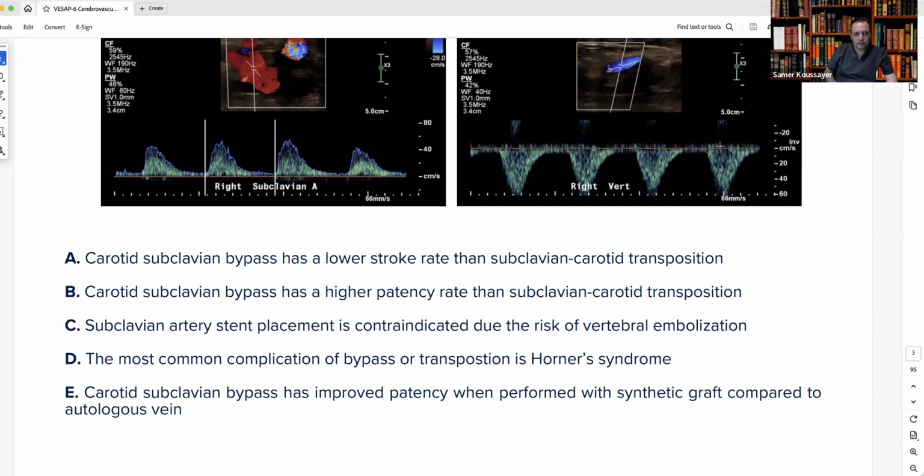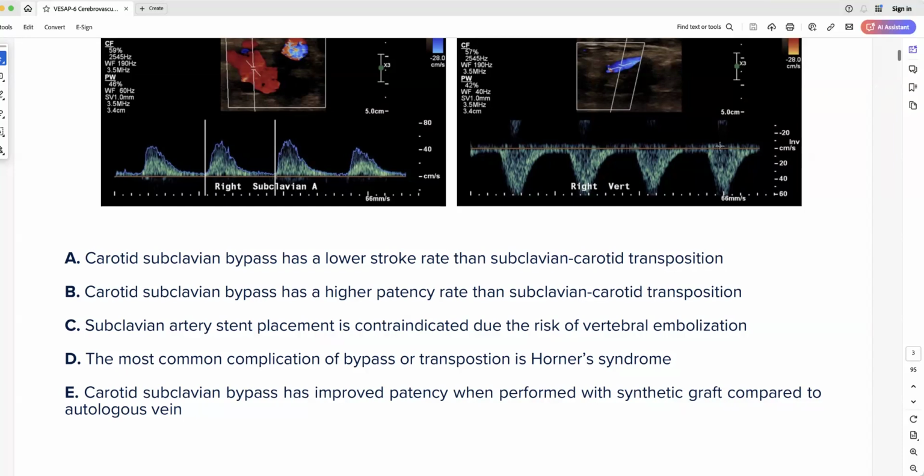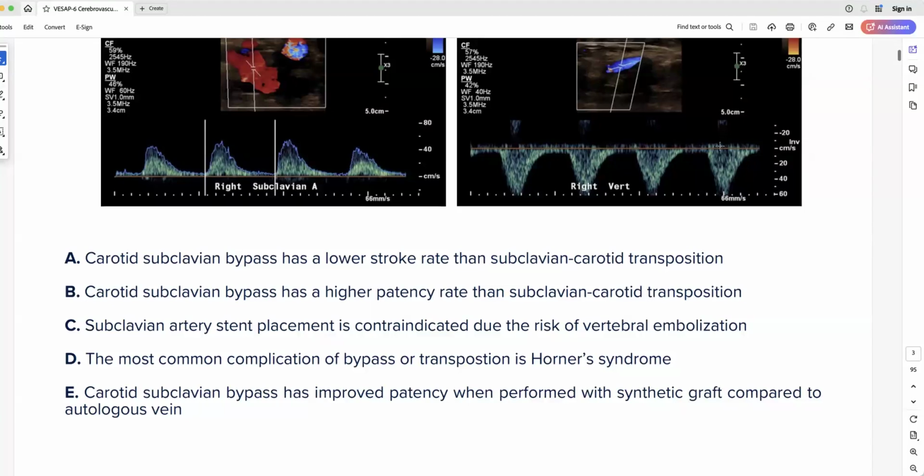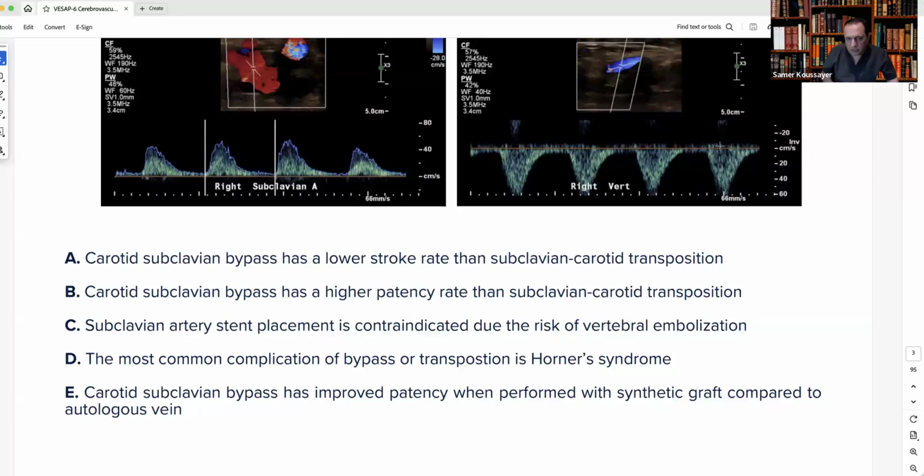Yahya? Yeah, let's go, Yahya. Okay, Dr. Samer. Answer A, carotid subclavian bypass has a lower stroke rate than subclavian carotid transposition. You think it's correct or wrong? Wrong. I think it's the opposite, transposition more. No, not really, Yahya. Studies showed there is no difference at all between stroke rate, patency, mortality, morbidity, all the same. The reason is mainly physician preference, but all the studies show no difference in any of them. So this is the reason why this one is wrong.